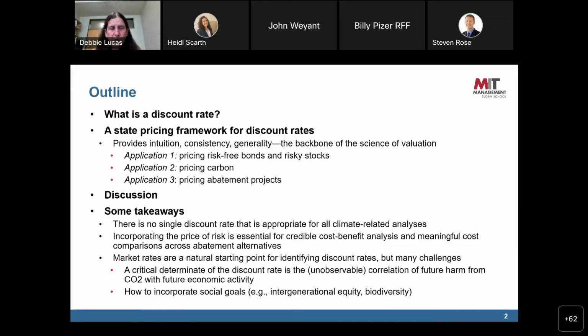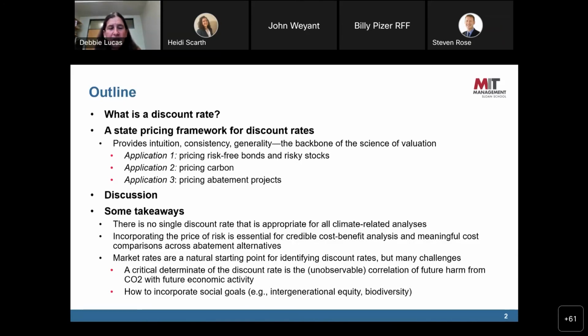I think that certainly incorporating risk is important, and the nature of the risks that are important is probably where what I'm going to describe and what Billy emphasized, and Steve, is somewhat different. But in any case, I think incorporating the price of risk as I'm describing is pretty essential for credible cost benefit analysis. And I think also importantly, making meaningful cost comparisons across abatement alternatives. So I think also that market rates, not just risk-free rates, are natural starting points, but I agree with everyone that what we really need to do is to perhaps massage them if we want them to also incorporate social goals, intergenerational equity, biodiversity, and so forth.